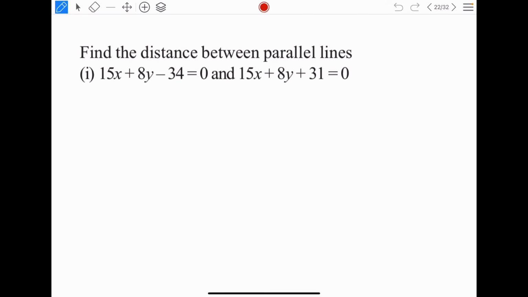So the question is to find the distance between parallel lines. Let's ignore the word parallel and find out whether the lines are parallel or not. Here A1 is 15, A is the same. B is 8, B is 8. They are parallel. You can understand easily.